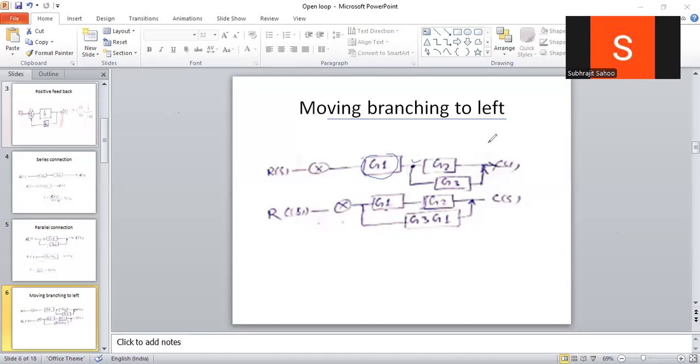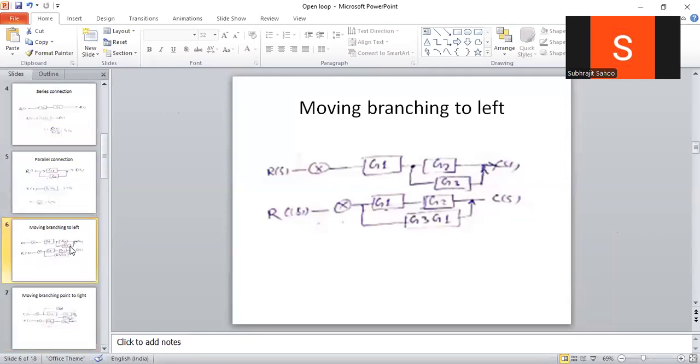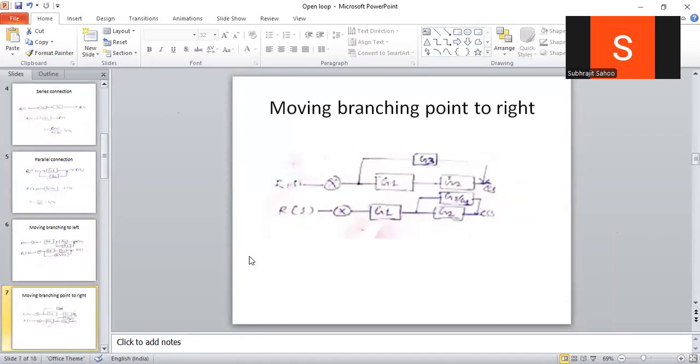Then similarly for right, observe, for right, to right, this is the right. See, earlier my branching point is here, take up point is here.